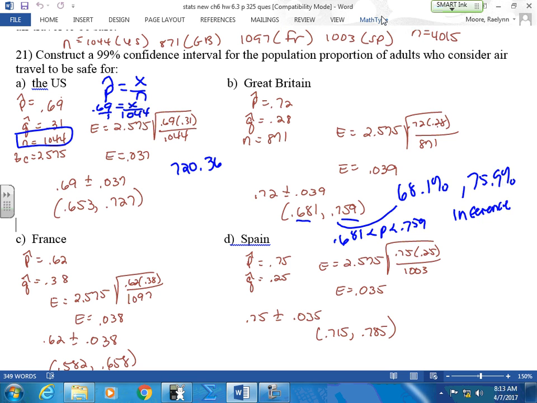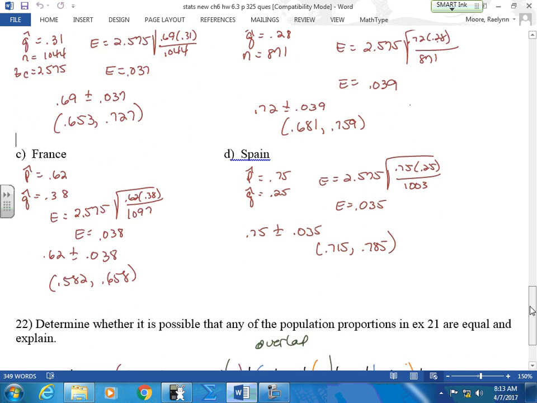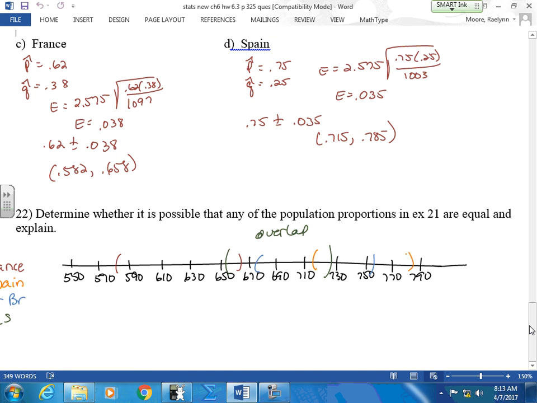Is there one more after this? One more? Or this was it? 22. 22 was nice. It just asked you to put those on a number line and just to take a look at where they fell. That you can see some overlap in them. And usually that's what your margin of error does. It causes you to have some overlap.